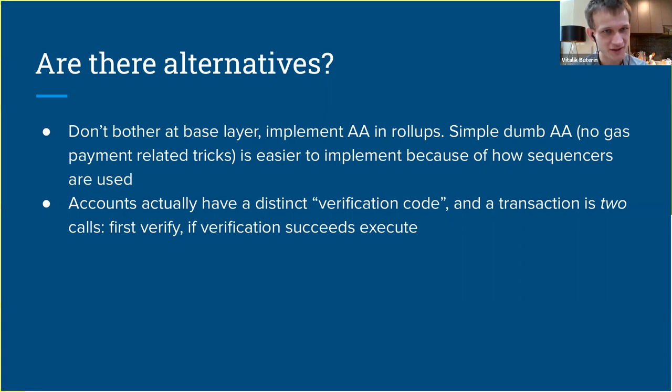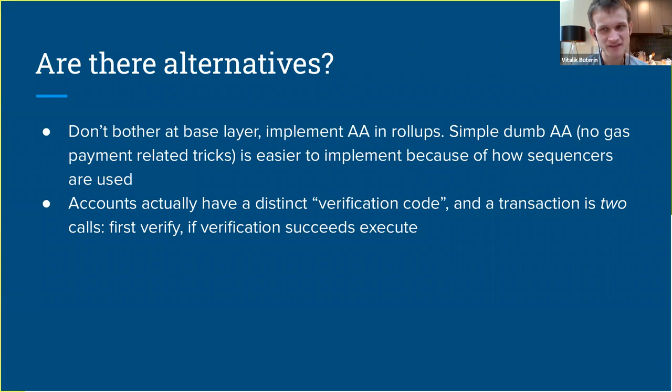The second alternative is to not bother with account abstraction at all at the base layer and just implement account abstraction in rollups. Rollups are nice because simple, dumb account abstraction, where you don't do any pay gas, you don't do any invariants, and you just rely on the sequencer of the rollup to brute force the transaction validity, is much easier to implement. The theory would be that if the users are going onto the rollups anyway, you'd be able to get much of the benefits there. So I think these are probably the two most natural alternatives to trying to get the benefits of account abstraction in Ethereum. But one thing I would say is that even in a rollup-centric world, base chain account abstraction still has value.